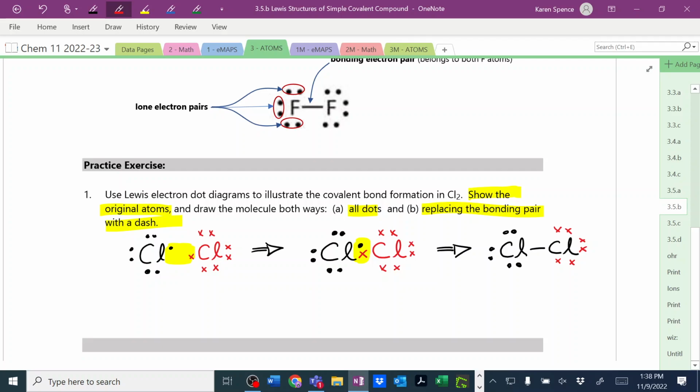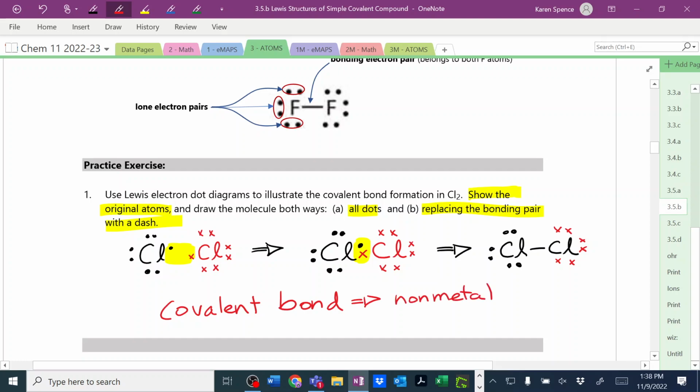Yes? You know when to covalently bond. So covalent bonds, that's going to be a nonmetal and a nonmetal. Yep. And so if you're doing the ionic bonding, that's going to be a metal and a nonmetal.